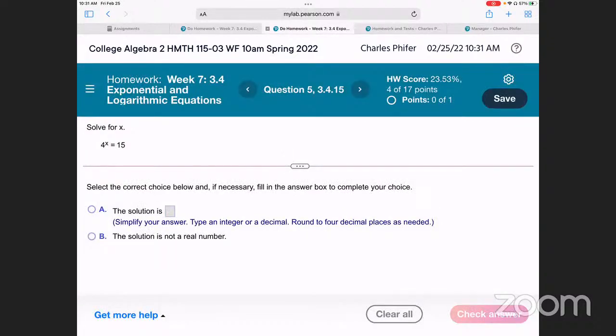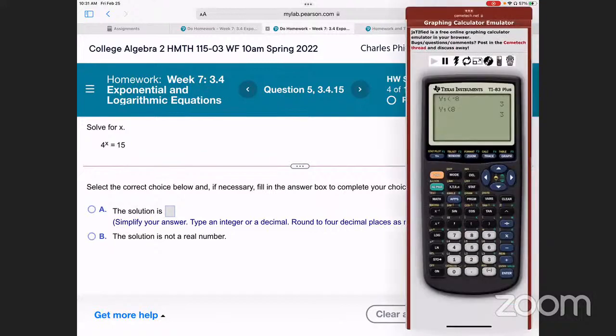Solve for x. Let's see. For this one, we can't get them to the same base. So we would take the natural log on both sides. If we take the natural log on the left, that x goes in front. We're going to have x times the natural log of 4 equals the natural log of 15. So then we just divide by that log. Long story short, it's going to be the natural log of 15 divided by the natural log of 4.